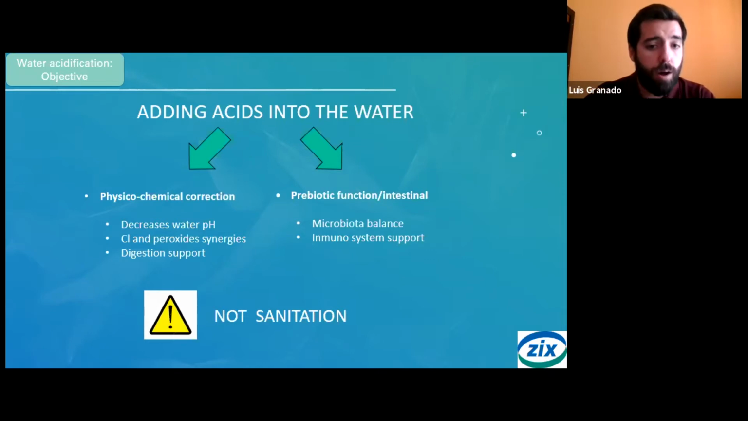Acids do have a bacteriostatic effect, and that is why they are used to preserve the feed, right? That means that the microbiological load remains the same as from the start, but it doesn't reduce it a lot. So if we use them in a highly contaminated water, we will stop the replication of some pathological bacteria, but we will not improve the water in terms of microbiological quality, okay?